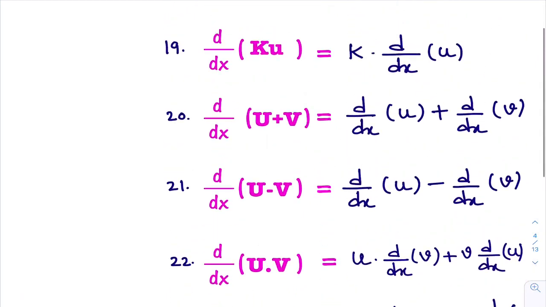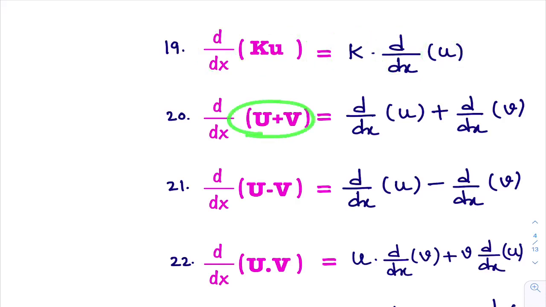See, dy dx of ku. Here k is constant, u is some function. Dy dx of ku is k into derivative of u. By this time in physics you already used all these things, right? Dy dx of ku is k into derivative of u.